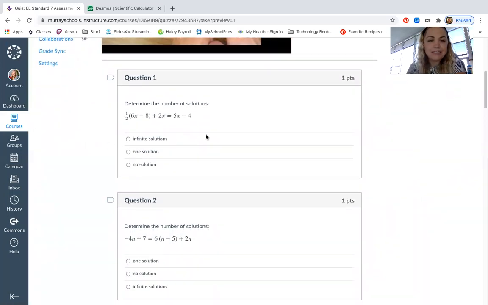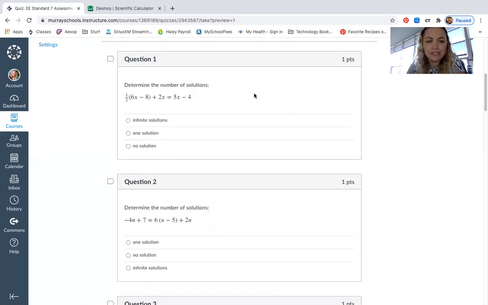So question number 1 says, determine the number of solutions. So all we have here is this bigger equation. So I'm going to start by writing down that equation on my paper. And I have 1/2 (6x - 8 + 2x) = 5x - 4.